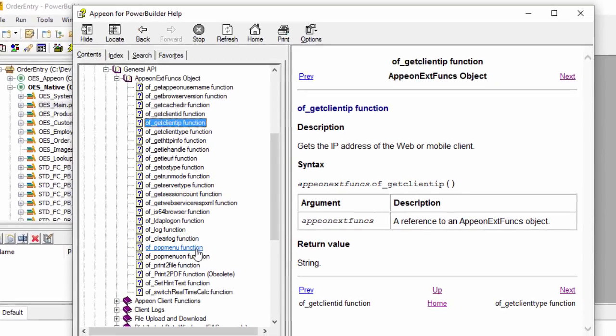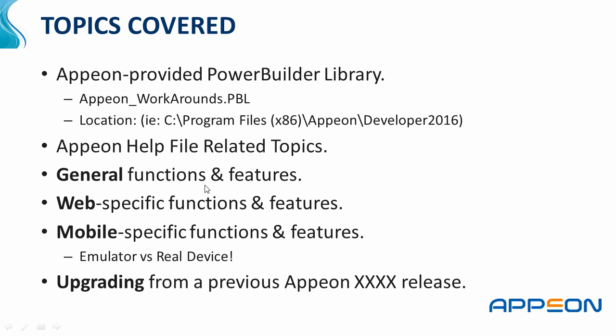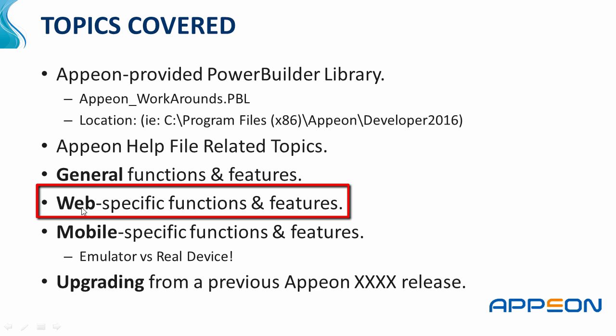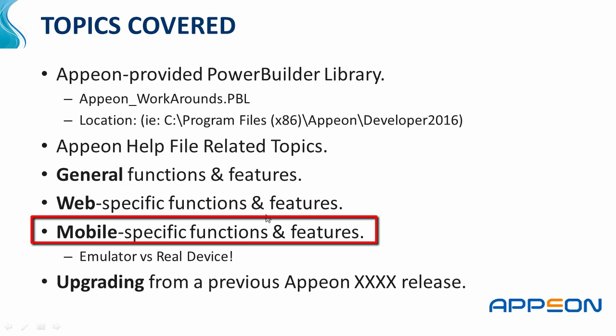So here's an example of methods that are general in nature, and this is one of the main objects to get the information of what's going on. Those are some examples of general functions. What about web-specific functions? The web functions we saw were the IP address, what type of browser it is, and the handle to the web browser, which may be useful if you're calling external API functions in the operating system. On the mobile environment, there are mobile-specific functions.